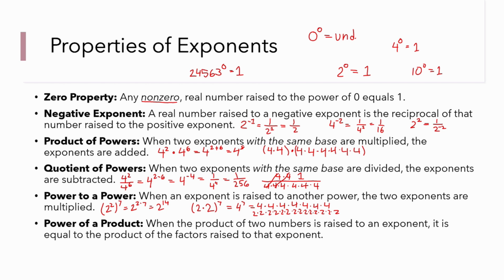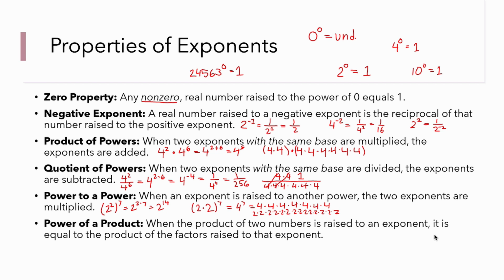Now, the name sounds similar to product of powers, but this property is different. It states, when the product of two numbers is raised to an exponent, it is equal to the product of the factors raised to that exponent. Now this sounds confusing in words, so let's use numbers to make more sense of it.